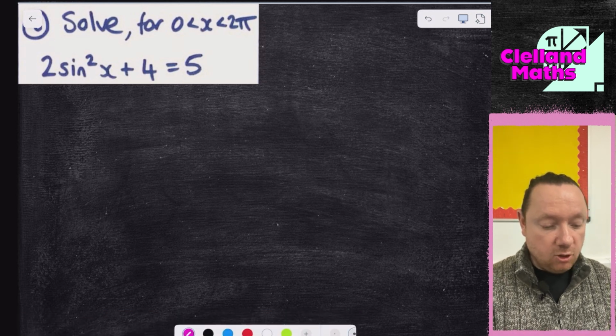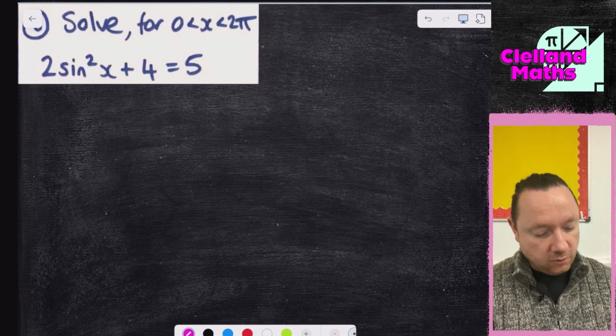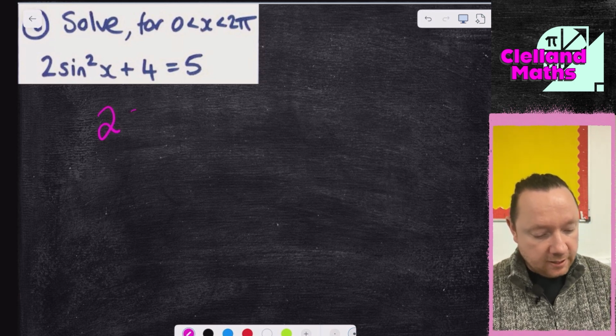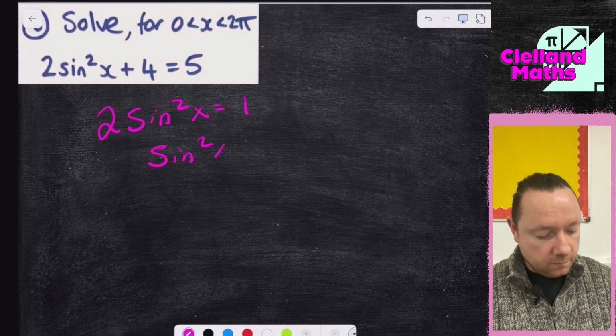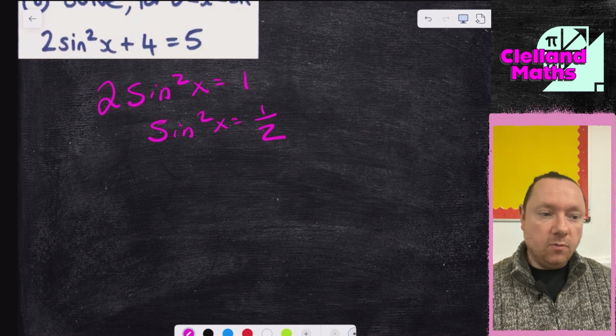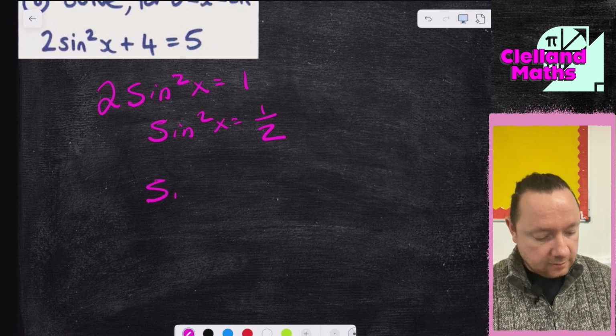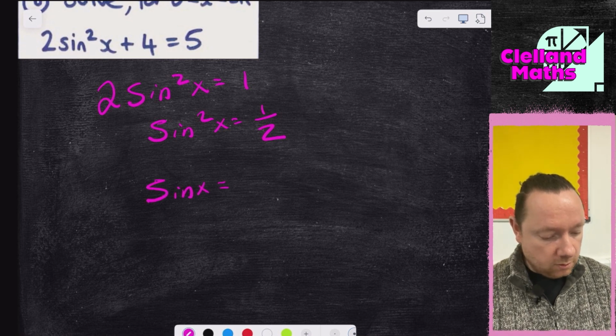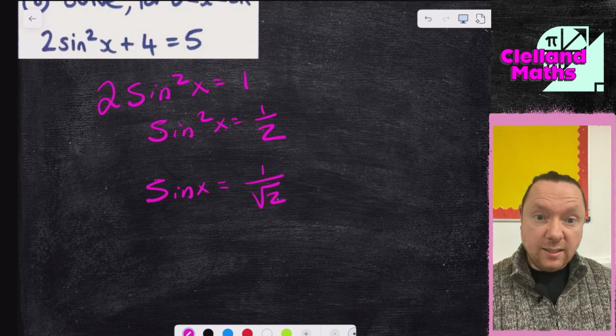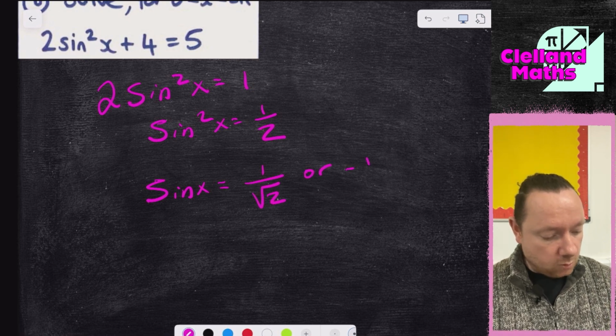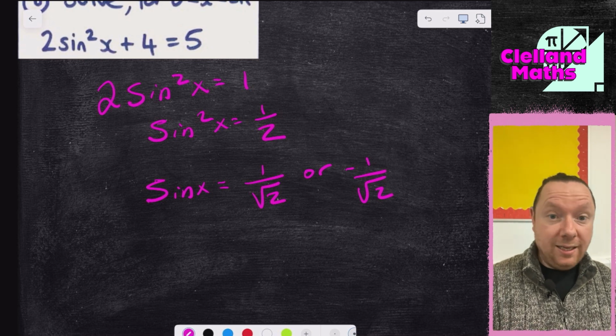SQA Higher Maths 2025 last minute non-calculator paper, question 8. Solve for x between 0 and 2 pi, which are radians. 2 sine squared x plus 4 equals 5. So it's just a trig equation, nothing's fancy. I take the 4 over to get 1, divide by 2 to get a half, and therefore square root on both sides, sine x equals 1 over root 2 plus or minus 1 over root 2, because when you square root a number, you get a negative answer.